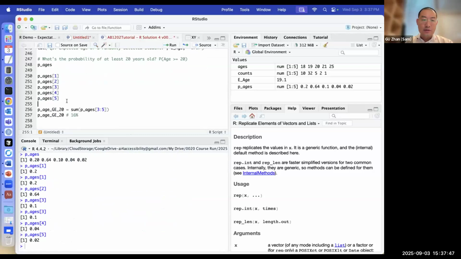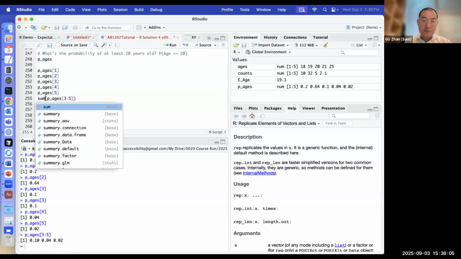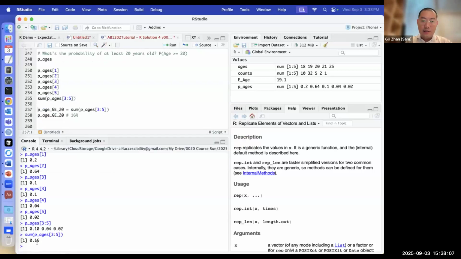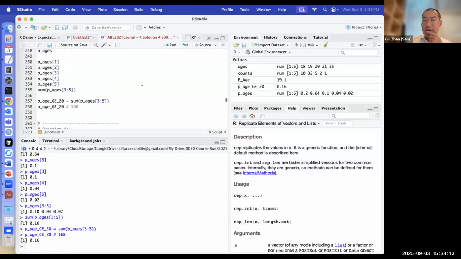So one way is just use this, page 3 to 4, column 3 to 4. So there are 3 numbers. The third one, fourth one, and fifth one. Then sum them together. You highlight these parentheses. You get 0.16, 16%. Okay, at least 20 years old.